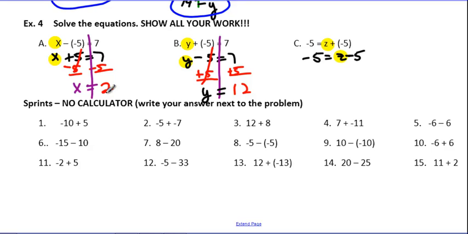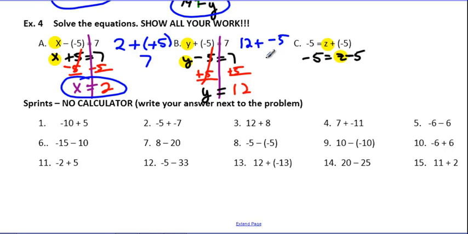Last one, put the 2 in. Now, I would strongly encourage you to put the 2 into the original equation, just in case you made a sign mistake. This is how you'll catch it. But you have to be really careful. 2 minus negative 5. Again, leave, change. There's your 7. 7 equals 7. That checks out. 12 goes in here. 12 plus negative 5. We would have different signs, so I would subtract and keep the sign of the bigger number. Positive 7 equals positive 7.